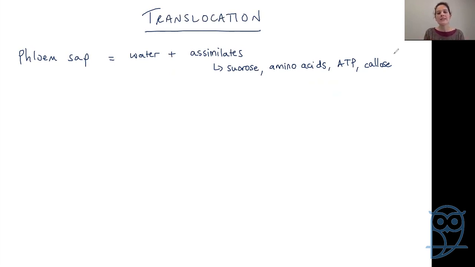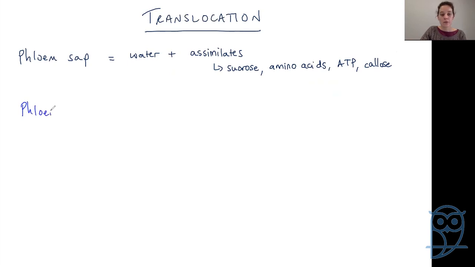Okay, so all of these things make up phloem sap, but often we simplify the world and talk predominantly about sucrose. So we talk about translocation being the movement of assimilates, but when we get into the details just now, we're going to focus on sucrose. Okay, so how does phloem sap move? How does this translocation happen?